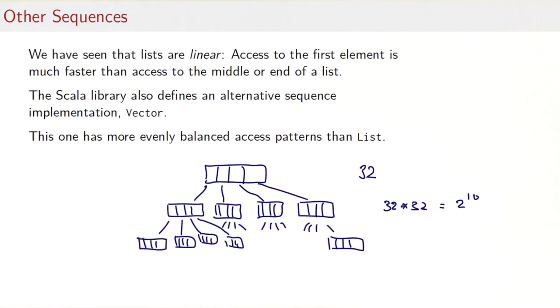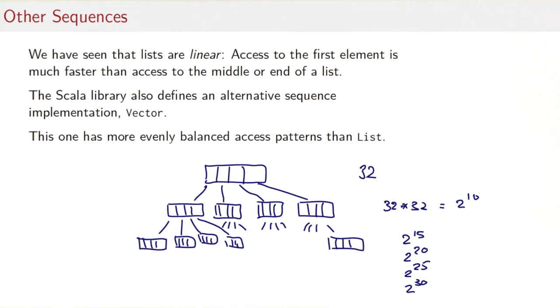So a vector with 3 levels then would go up to 2 to the 15th elements. A vector of 4 levels, 2 to the 20th. 5 levels would give you 2 to the 25th, and 6 levels would give you 2 to the 30th. That is 1 billion elements, and that's about as far as it can go.